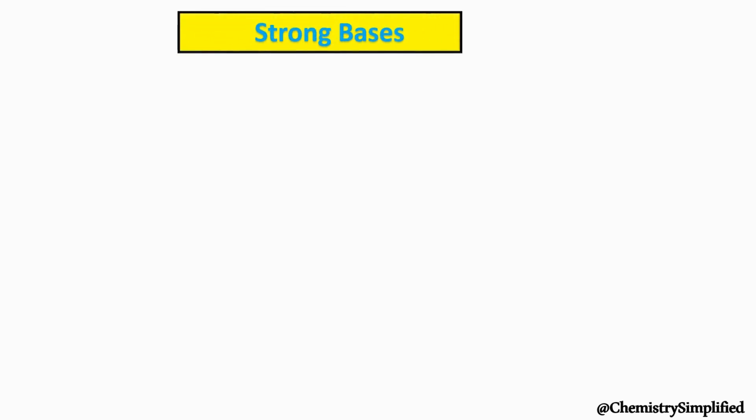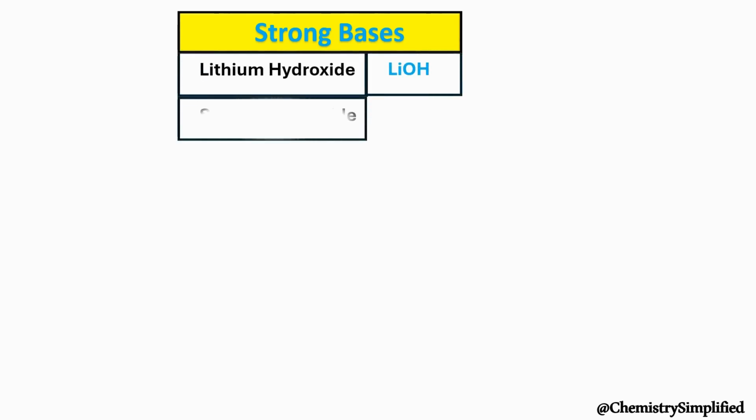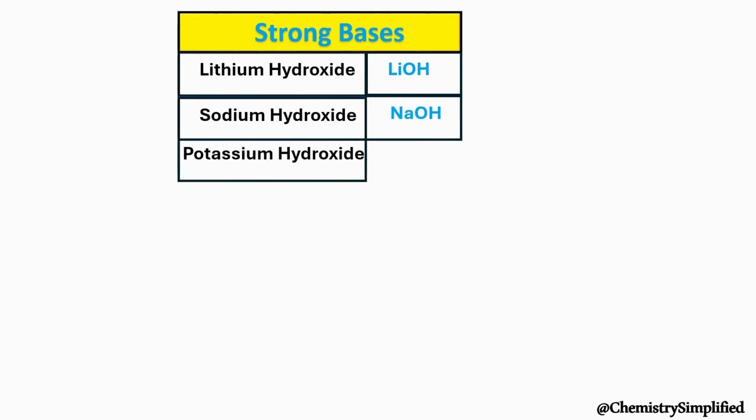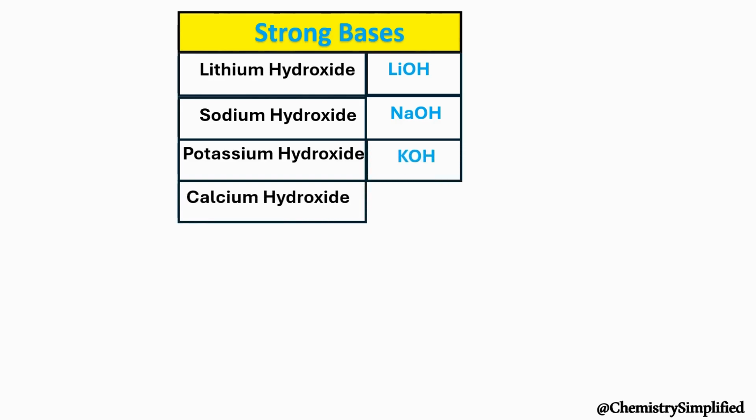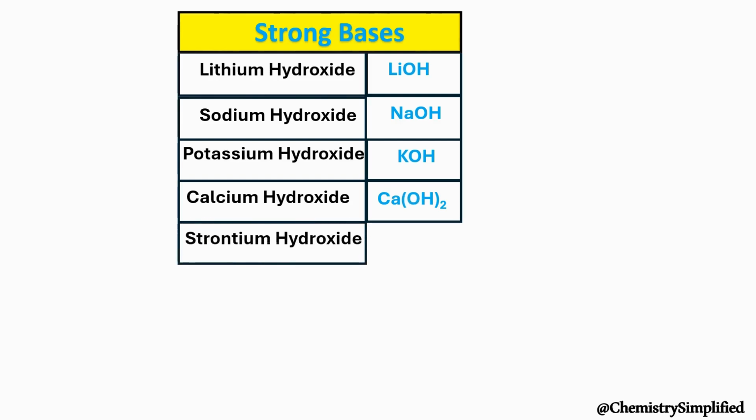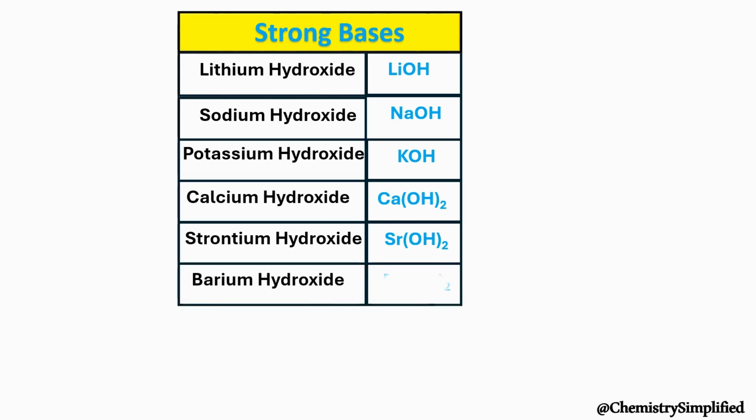Let's look at some of the strong bases. The first one is lithium hydroxide. Number 2, sodium hydroxide. Number 3, potassium hydroxide. Next, we have calcium hydroxide, strontium hydroxide, and lastly, we have barium hydroxide. So these are those strong bases.